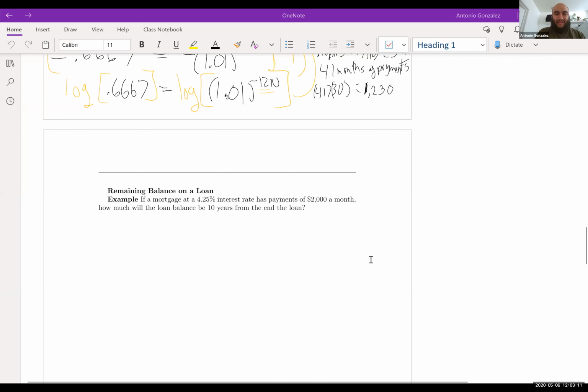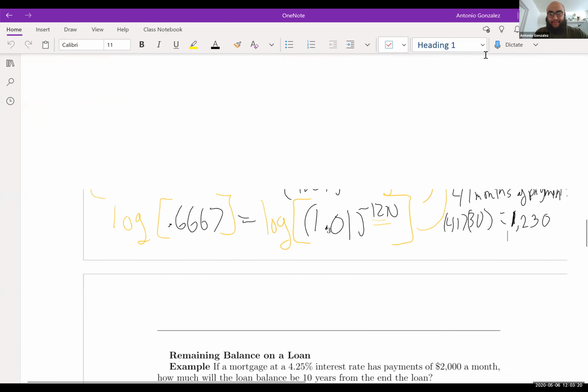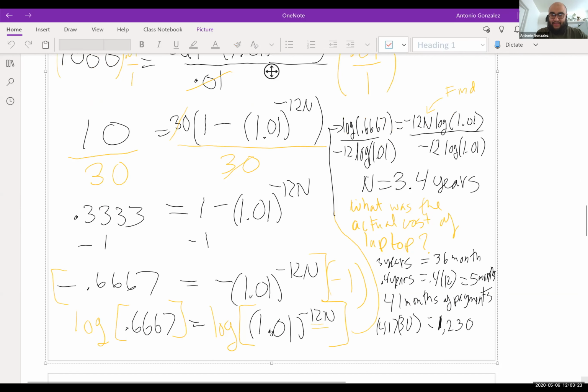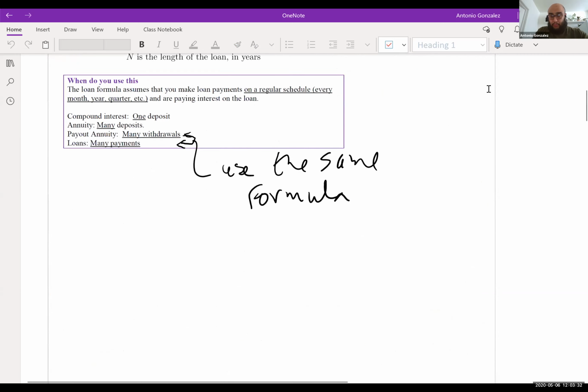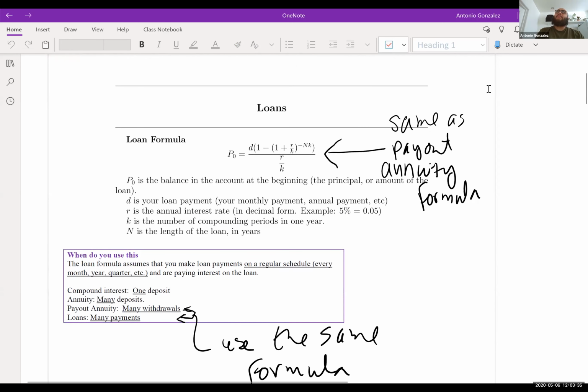So let's see here. On Monday, we were going over, we talked about loans, right? So let me scroll up here. All right. Our last formula was the loan formula, which was essentially the same formula as the payout annuity. It just depended on what the story was. We called it a payout annuity versus a loan, but the calculations really are one and the same.